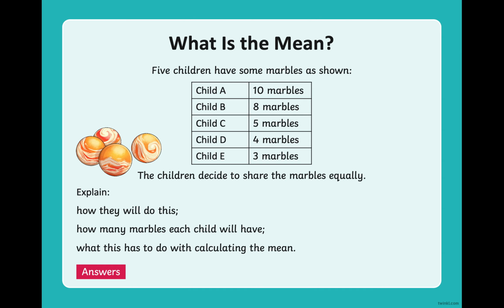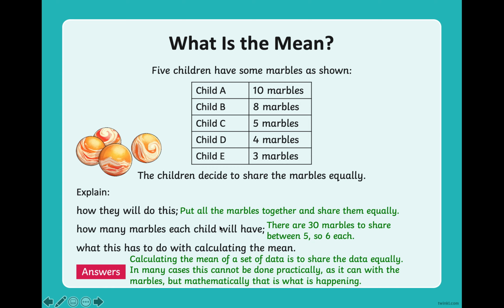Okay, so it says 5 children have some marbles shown. Child A until child E. Okay, they each have a few marbles. All the children decide to share their marbles equally. So they want to just add them all together, and they want each of them to have the same number of marbles. Now, the way we can do this is to add 10 to 18, 18 to 5, and then all of that to 4, and then all of that to 3. Okay?